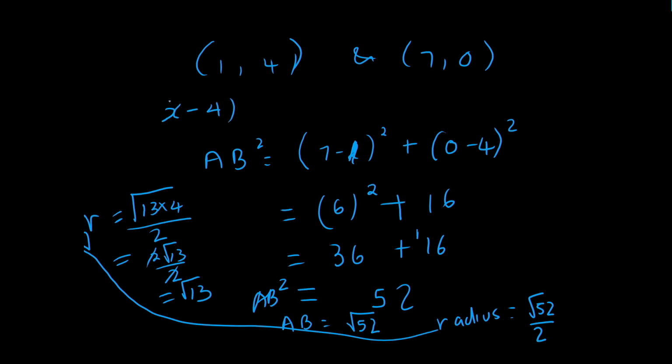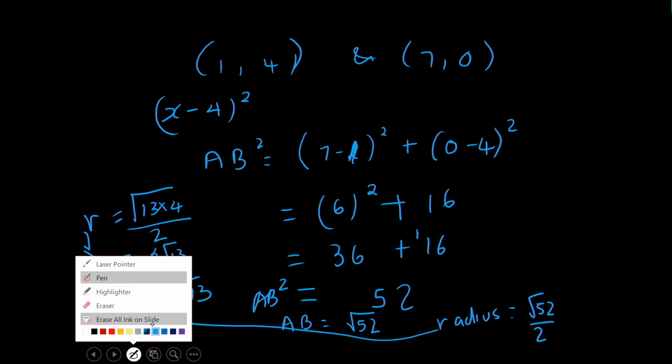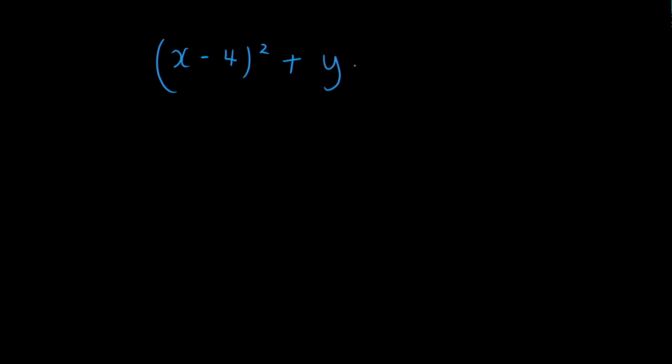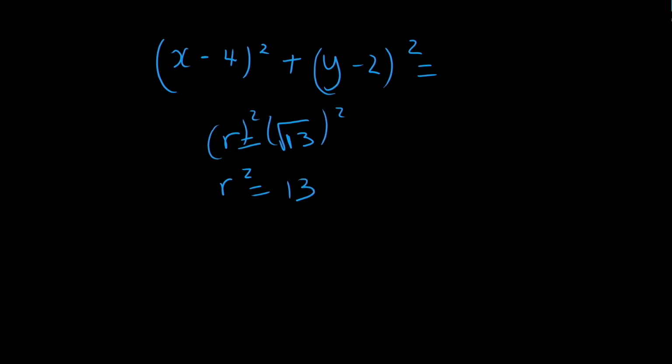minus 4 squared. In fact, let's erase all of this in here so that we can see what's going on. So our equation is going to be x minus 4 squared plus y minus 2 squared is equal to, not 13, the square root of 13 was equal to the radius. So therefore r squared, square both sides, would be 13. So x minus 4 squared plus y minus 2 squared is equal to 13 would be the equation of this circle.